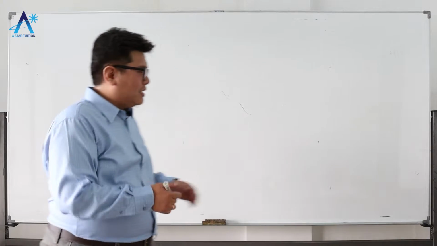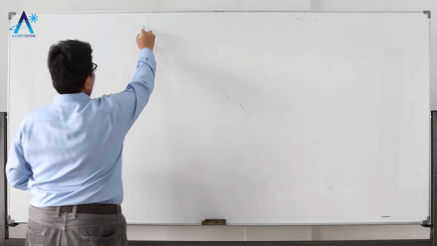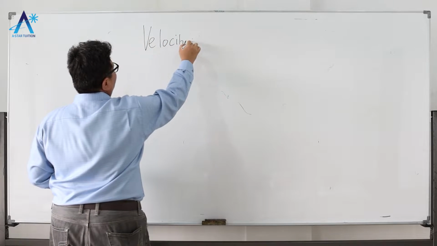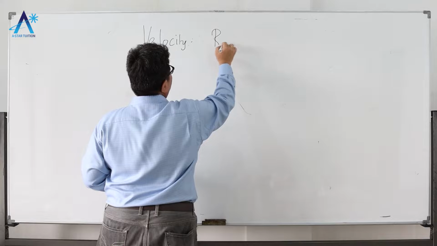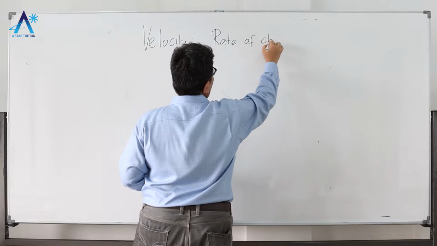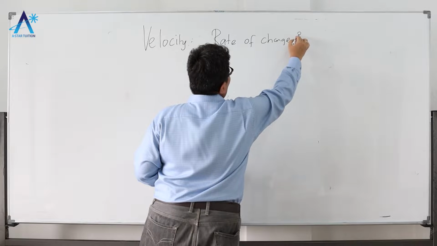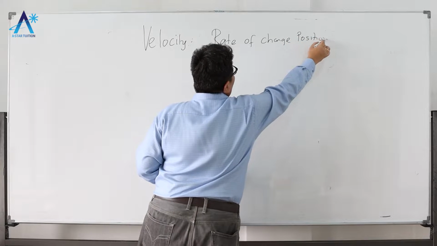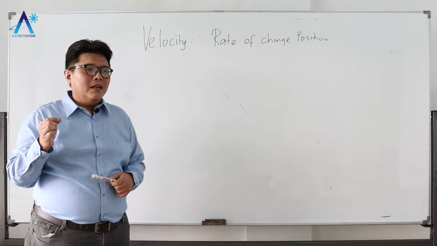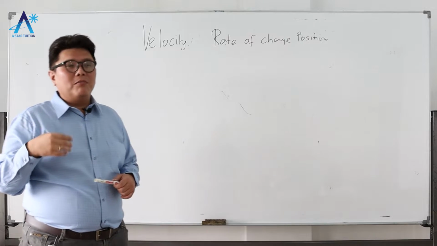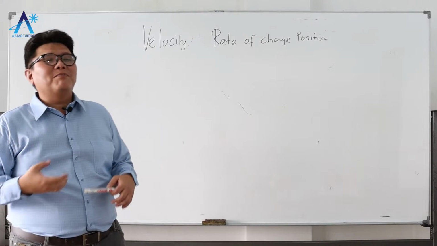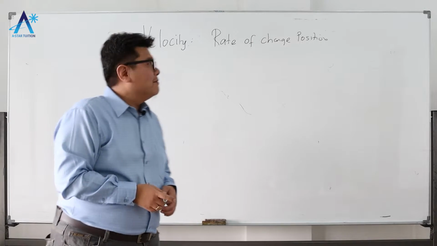Velocity. What is velocity? Okay, velocity is actually the rate of change of position. So it tells you how fast a particle or any object moves from one point to another. How fast the position changes with time.